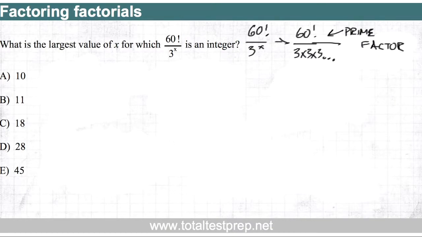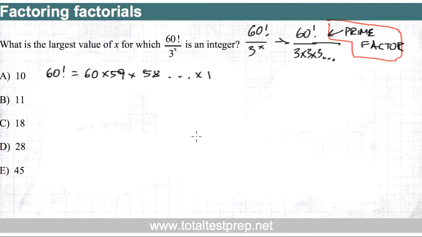Okay, so that's our goal over here, to prime factor this factorial. Once we prime factor the factorial, we'll figure out how many 3's it has, and then we can see what the maximum value for x would be. Now, just to review, when we have 60 factorial, what we have is 60 times 59 times 58 times ... times 1. And so one way to prime factor this is to just do it the long way, but obviously that's going to take a day and a half.